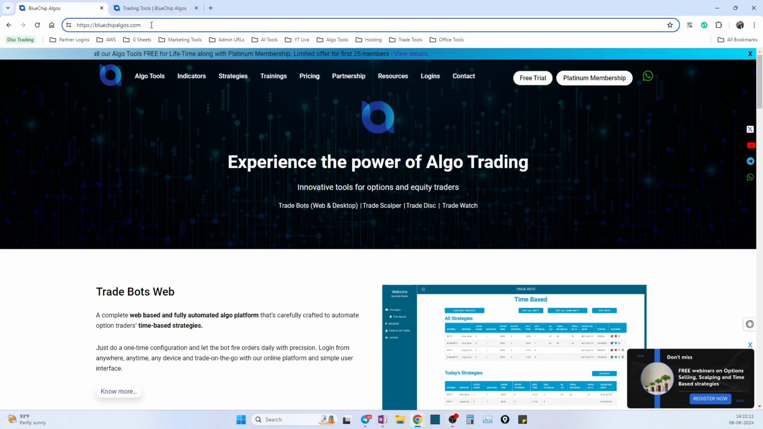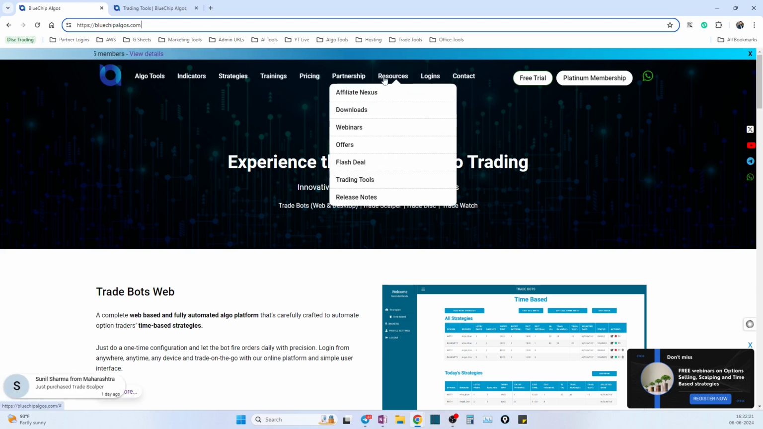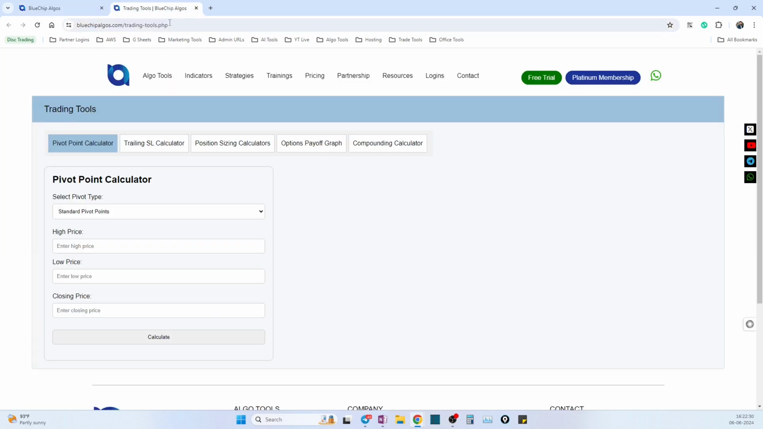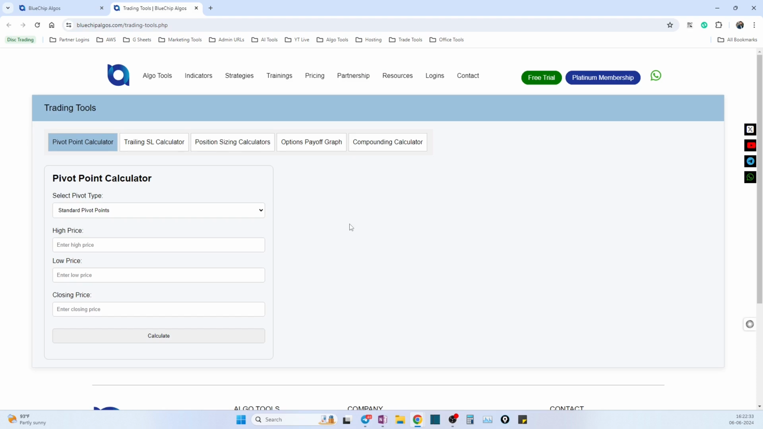This is the website, bluechipalgos.com, where we host a variety of algo tools, indicators, strategies, and all that. As part of our website, there is a link called resources, and under that you can find a lot of pages, and in that there is one page called trading tools. If you click on that, it will take you to a whole new page where a lot of trading tools are available, and we are still developing a lot more calculators and trading tools in future. So first, let's see what tools are currently available.